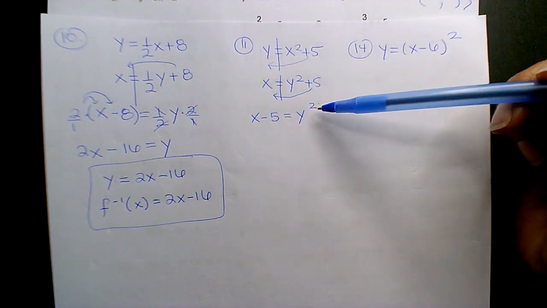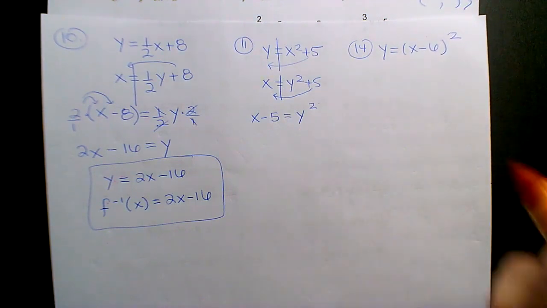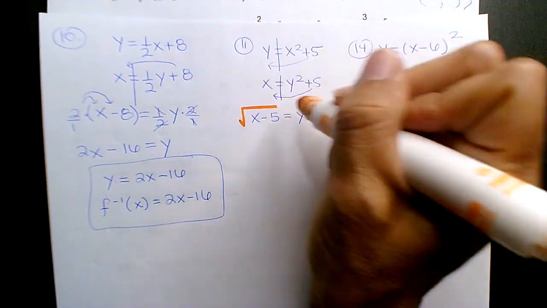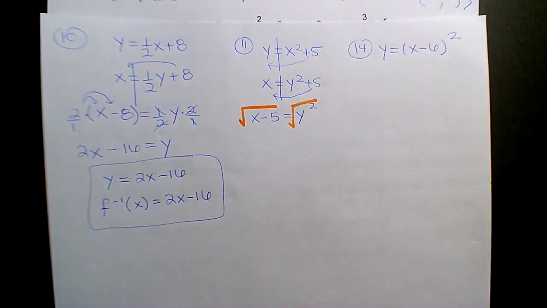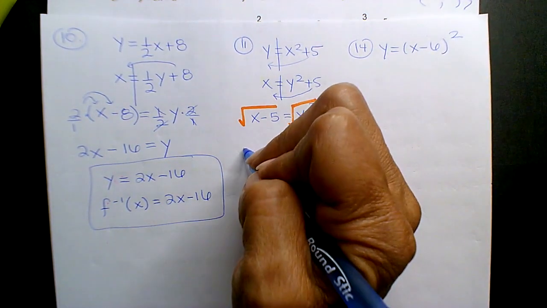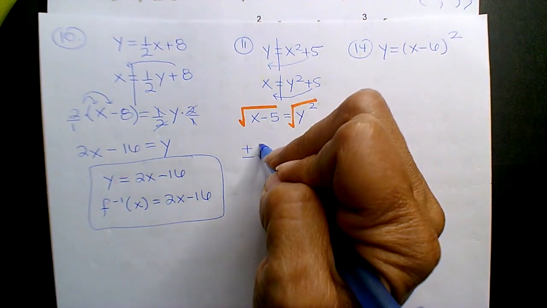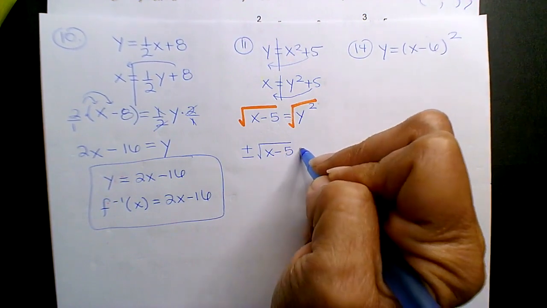Okay, so now you could go ahead and square root. And that's because this is isolated. So you're going to square root. Okay, so what do you get on the left? You just have to remember plus minus. You got to give me both. It's plus or minus the square root of x minus 5.